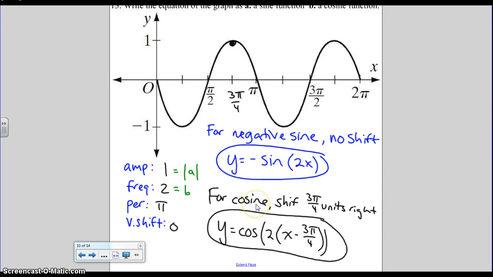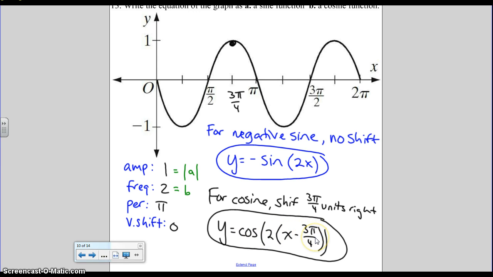Finally, for a cosine, this should say shift, it says shift, sorry. For cosine, the maximum is here. That's where cosine normally starts. It's 3 pi over 4. It's exactly between pi over 2 and pi, which would be 3/4 pi, to the right. So, it's a positive cosine, 2 being the b value, x minus, because we're shifting to the right, 3 pi over 4.